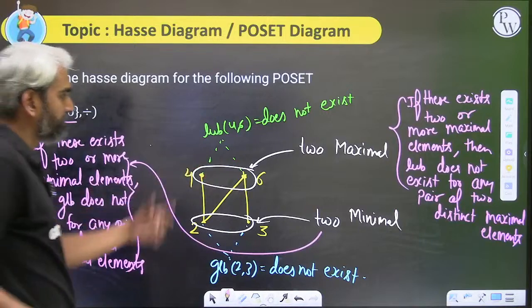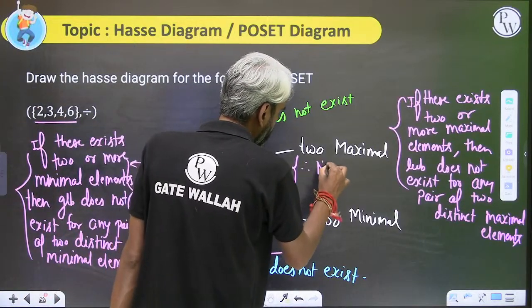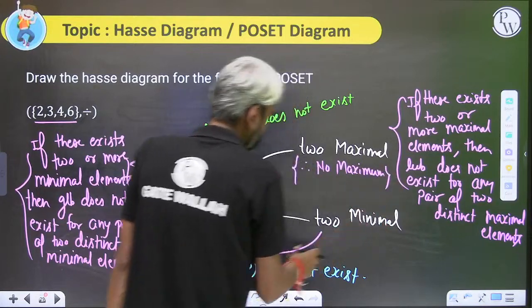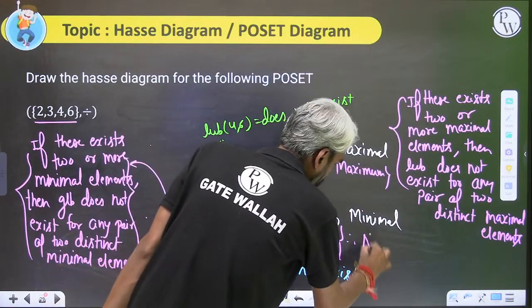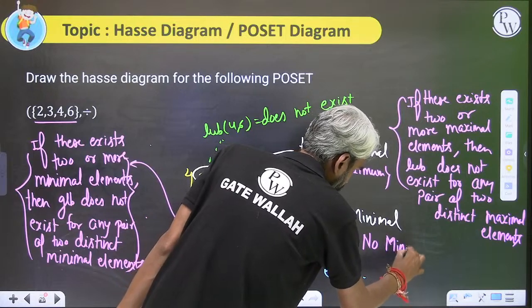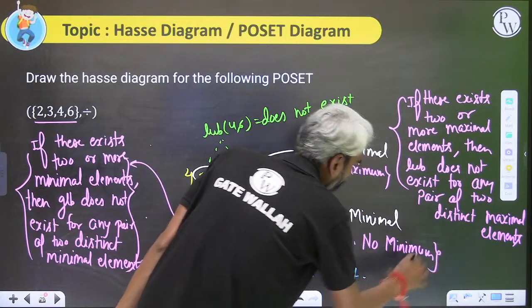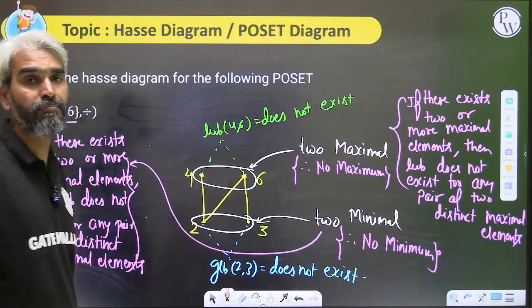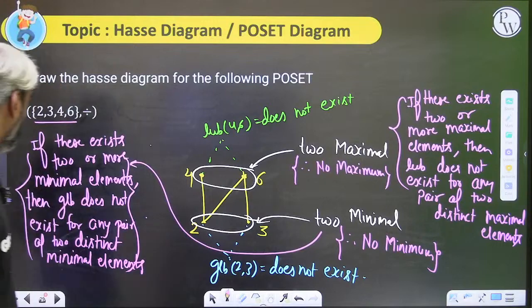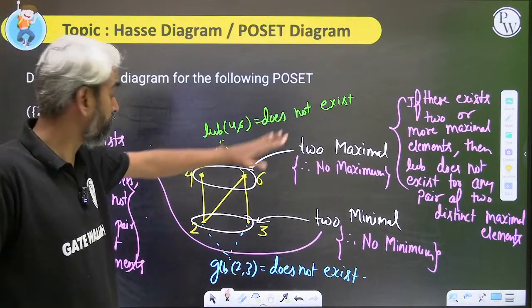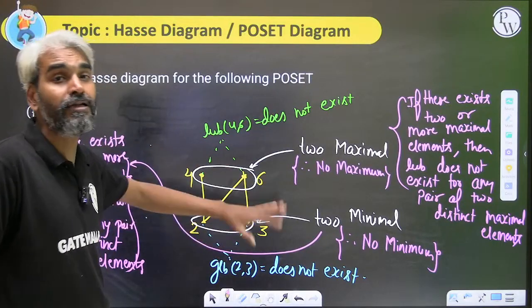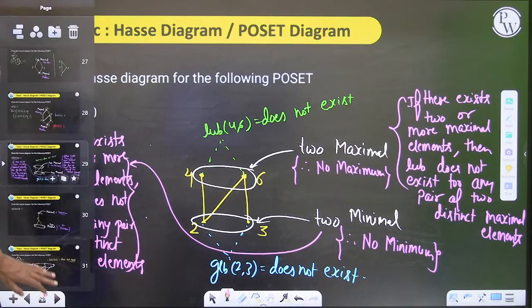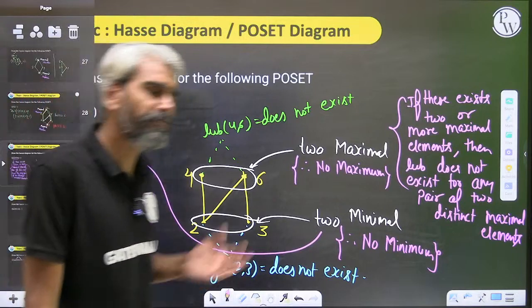If you have two maximal, therefore no maximum. Two minimal, therefore no minimum. So if you have a unique maximal element, then that will also be the maximum element. If you have a unique minimal element, it will also be the minimum element. If you have two maximal, there will be no maximum element. If there exist two or more minimal, then there will be no minimum element. These minimal and maximal elements are also known as least and greatest element in the poset.